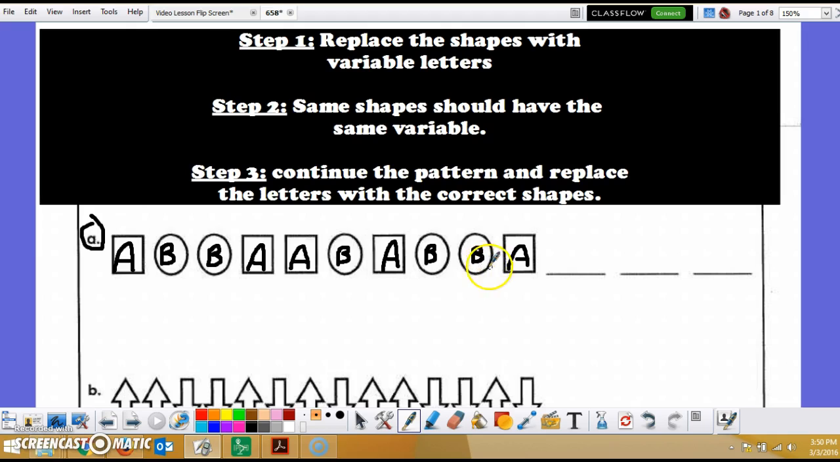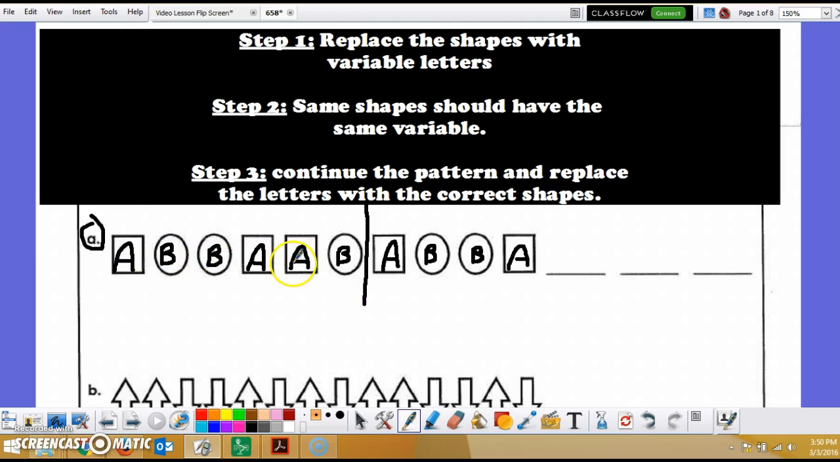Now I need to continue the pattern and replace the letters with the correct shapes. It still can be tricky to try and determine where the pattern starts and where it finishes. So sometimes you have to read it a few times. A, double B, double A, and then it switches to a B. And here's my A again, but then I see the pattern pick up again. That's what I want to do. I want to find where the pattern stops and where it picks up again.